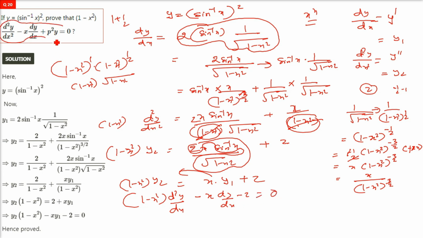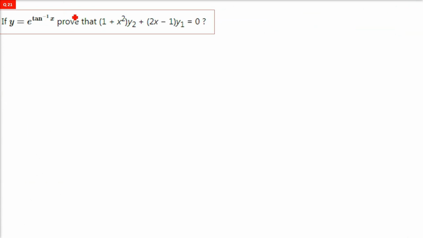So there is a slight mistake, you just ignore it, and the solution which is coming here, hence proved, is what we have actually proved. So whether you solve it in any way, this equation is going to come. There is no replacement or trick. Y equals e to the power tan inverse x.